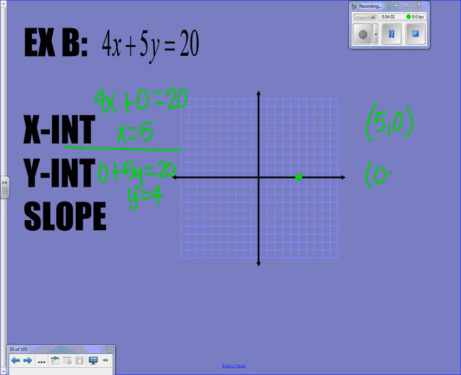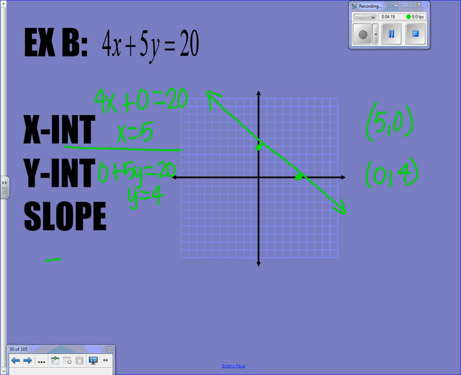That would give me the ordered pair 0, 4. And again, you can check that. Is 0 plus 5 times 4 20? Yes, it is. So 1, 2, 3, 4 on the y-axis. 2 points makes a line, so there's my line. I probably would like to know the slope.